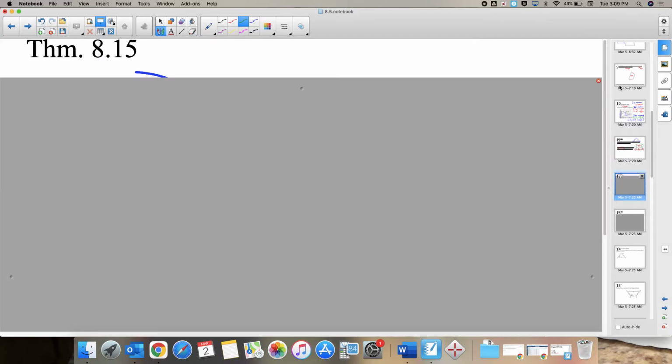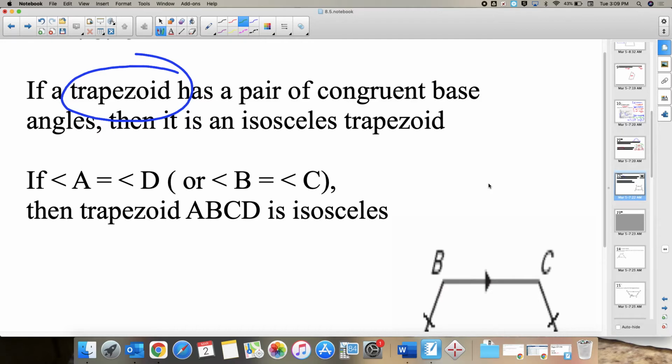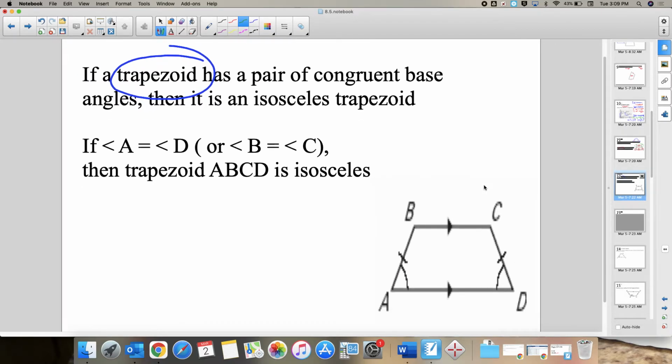Now, theorem 8.15 is just the converse to that. If a trapezoid has a pair of base angles being congruent, then it is isosceles. Now, once again, it has to be a trapezoid to start with. So if I know that angles A and D are equal to each other, that would mean that my legs will have to be equal. Or I could have angle B with angle C being congruent instead to start.